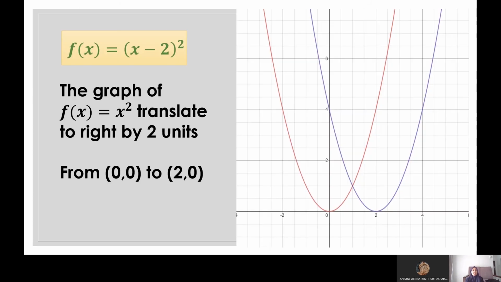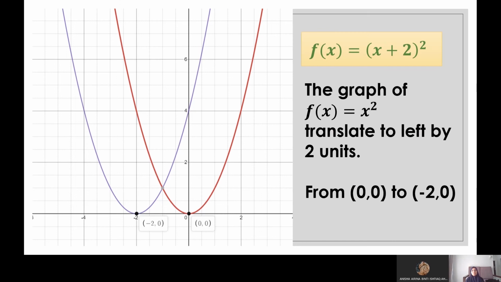When we talk about translation, the sign in the equation will be the opposite of the movement. For example, f(x) equals the bracket x minus 2 to the power of 2. That means the graph will translate to the right by 2 units from (0, 0) to (2, 0). But for f(x) equals the bracket x plus 2 to the power of 2, that means the graph will translate to the left by 2 units from (0, 0) to (negative 2, 0).